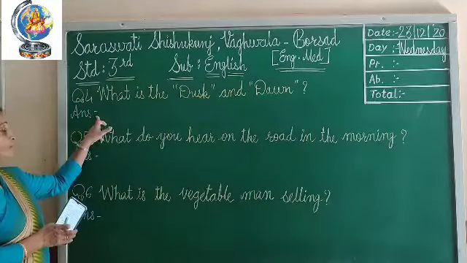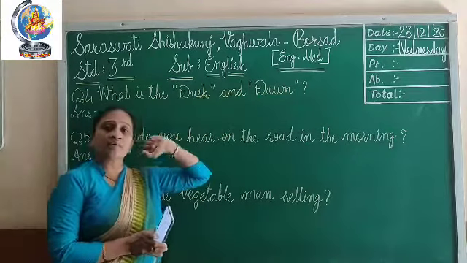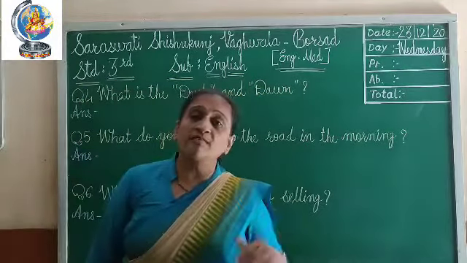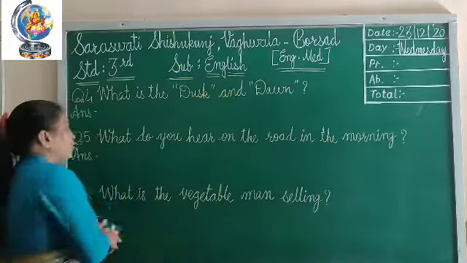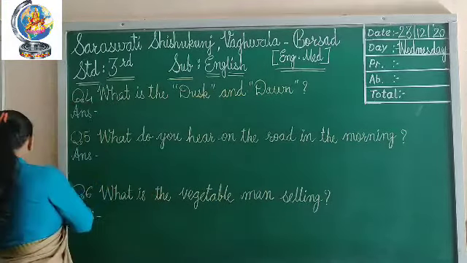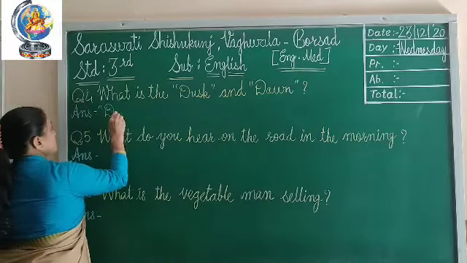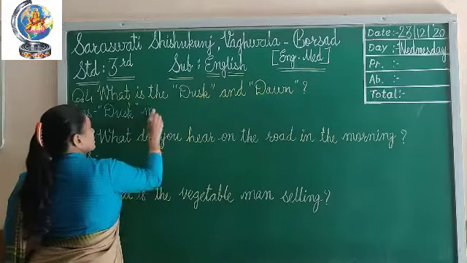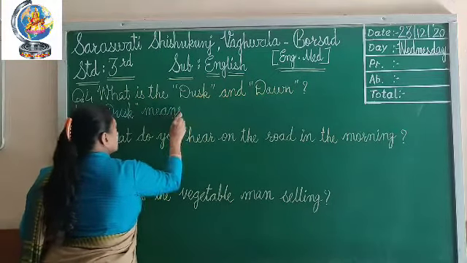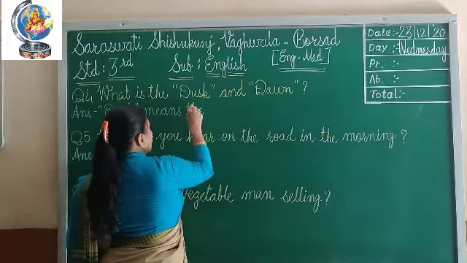Now, question number four. What are dusk and dawn? So here you have to give me the answer. What is the word meaning? Means what is the meaning of dusk and dawn? So as we know, when I explain to you, first of all you will write the meaning of dusk. Dusk means the time in the evening.